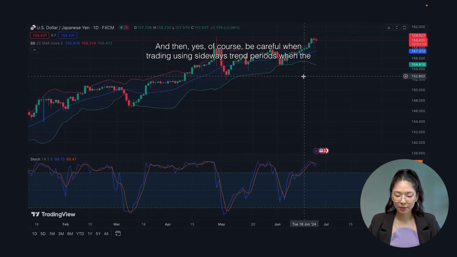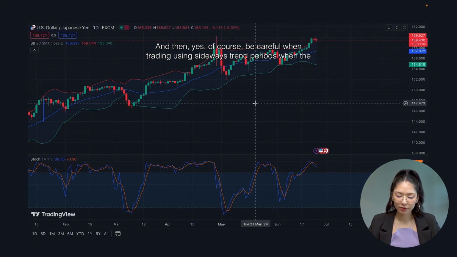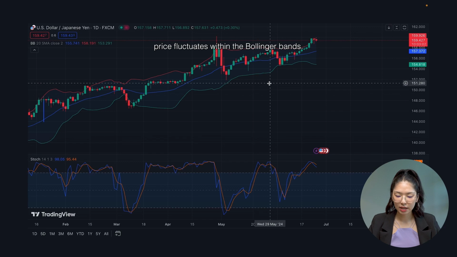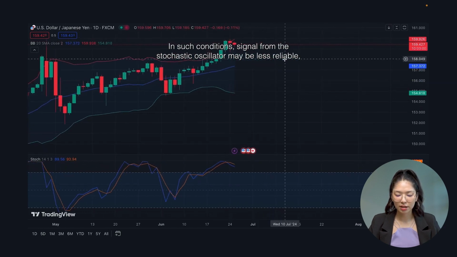Of course, be careful when trading during sideways trend periods, when the price fluctuates within the Bollinger Bands. In such conditions, signals from the stochastic oscillator may be less reliable, so it's recommended to stay aside or close positions and wait for clarity in the market.